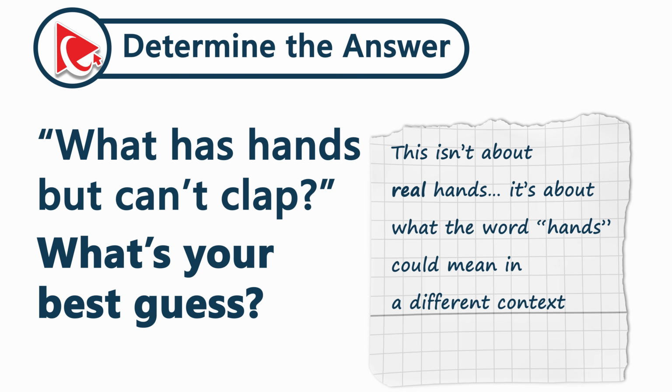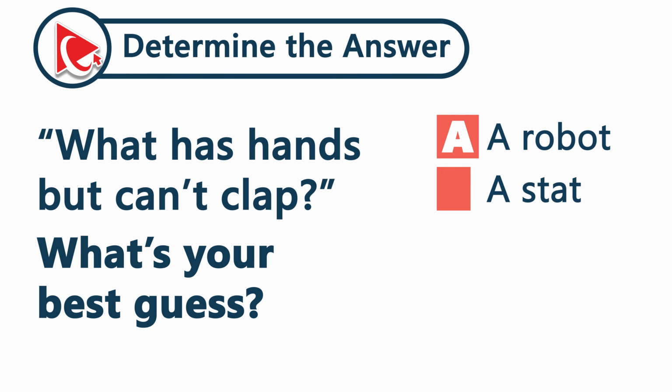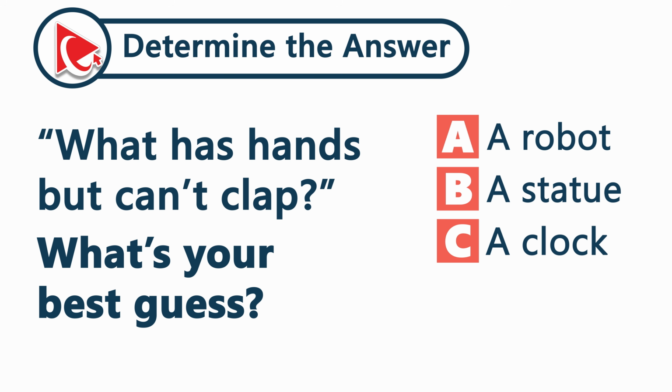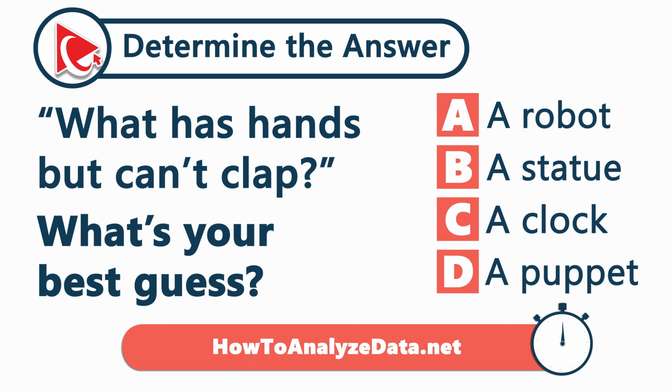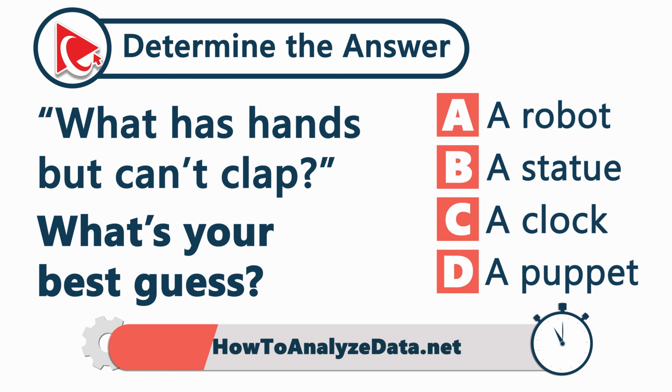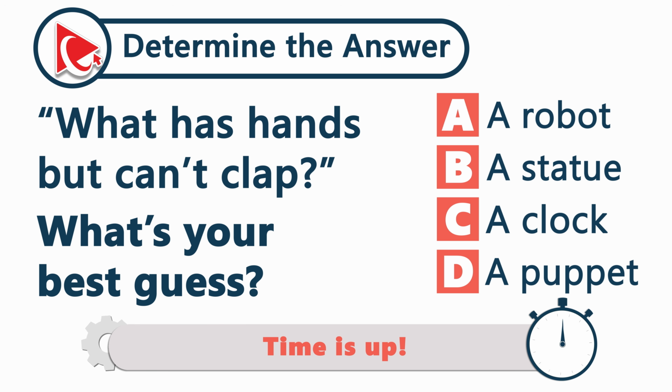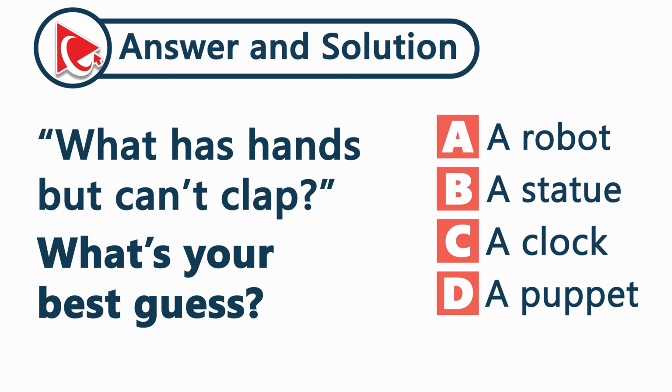And here are your options: A. A robot, B. A statue, C. A clock, or D. A puppet. Take a few seconds to work it out. Are you ready? Let's think carefully through each choice.